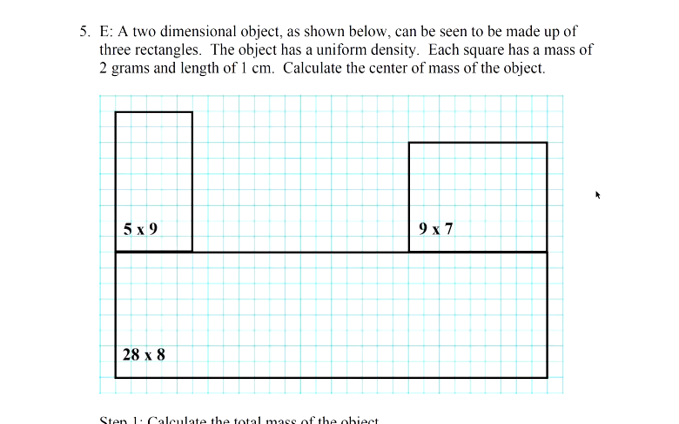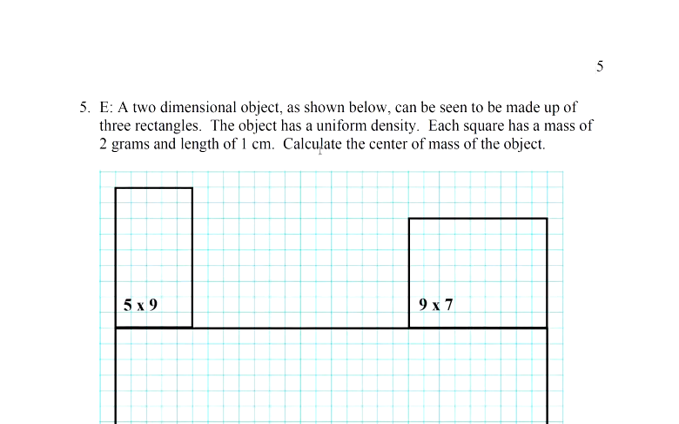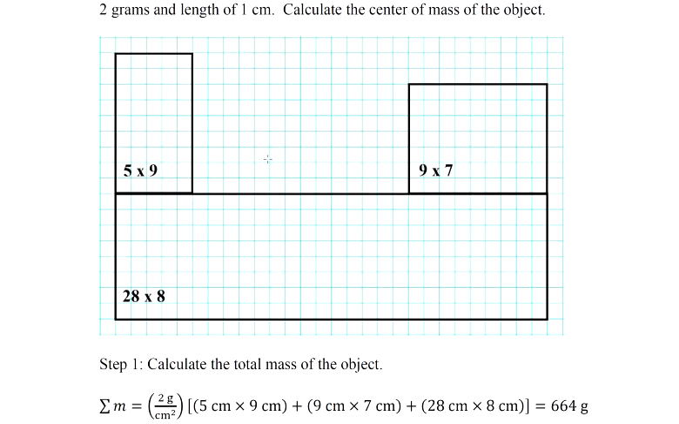So you could see we have 3 objects. You have 5 by 9, we have 28 by 8, and we have 9 by 7. So the horizontal distance has 5 squares. The vertical distance has 9 squares. The horizontal distance here has 28 squares. The vertical distance here has 8 squares. So we want to find the center of mass of the object. It should be somewhere in the middle, yes?